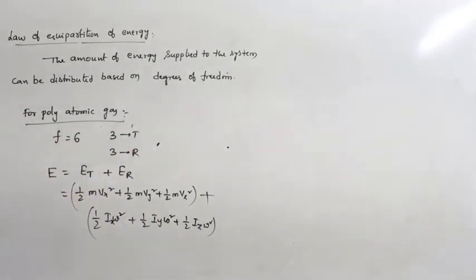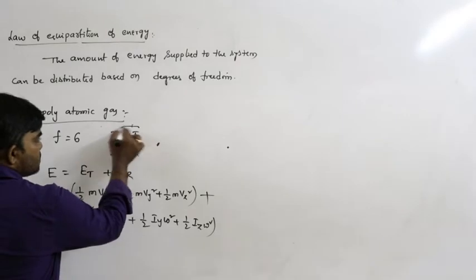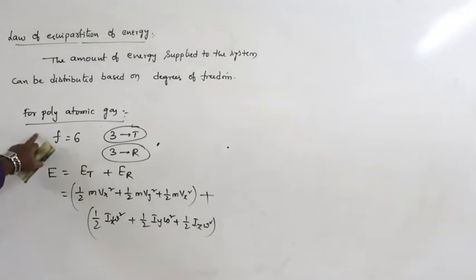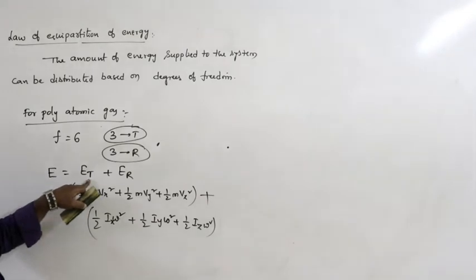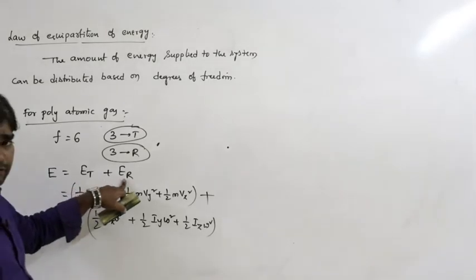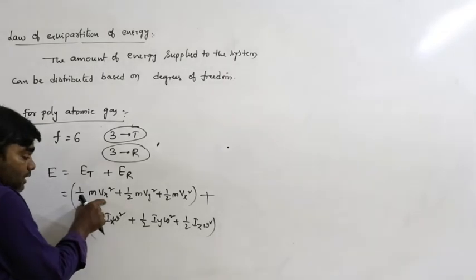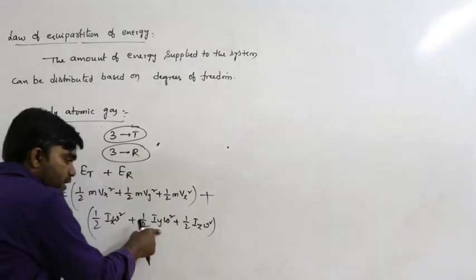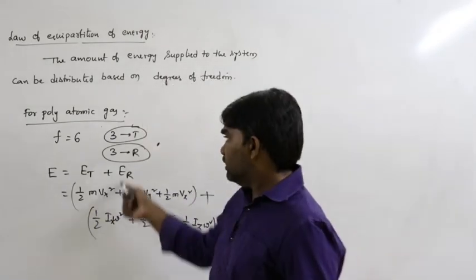So the total energy is equal to the sum of translational energy plus rotational energy: 3 translatory motions and 3 rotational motions. So for a polyatomic gas, the total energy must be utilized to supply the energy for translatory motion and for rotational motion. That means the particle may move along the x axis, y axis or z axis, and may rotate about the x axis, y axis or z axis, for 3 translational and 3 rotational.